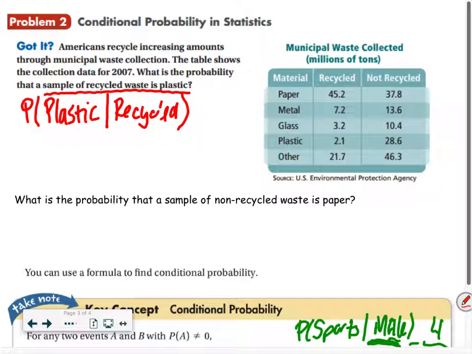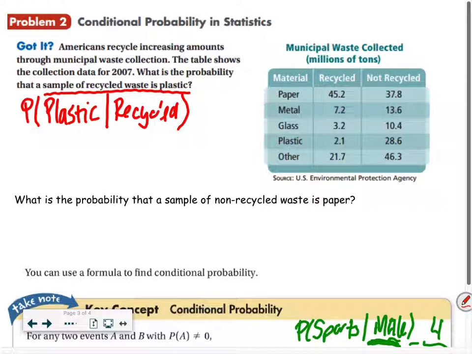Okay, the order matters. If I've flipped them, the first number will be the same, but what you're dividing by on the bottom will be different. So do you switch them around always? Because it says the probability that a sample of recycled waste is plastic. If it said, what's the probability that a sample is plastic or that's recycled, then you would flip them.